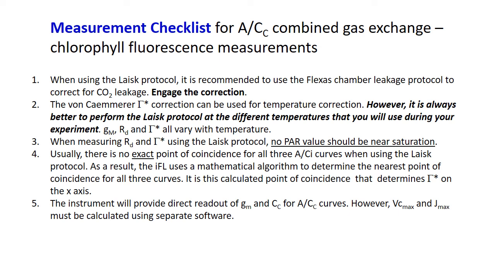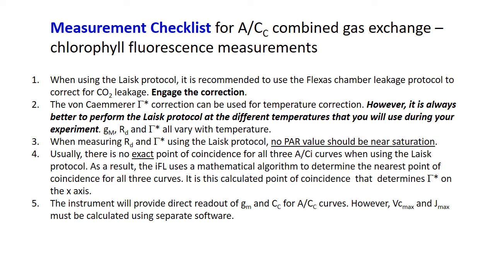Checklist for A-Ci curves using gas exchange and chlorophyll fluorescence measurements. Number 1, when using the LACE protocol, it is recommended to use the chamber leakage protocol to correct for CO2 leakage. When done, engage the correction. Number 2, the von Caemmerer gamma star correction can be used for temperature correction. However, it is always better to perform the LACE protocol at the different temperatures that you will use during your experiment. gm, Rd, and gamma star all vary with temperature.